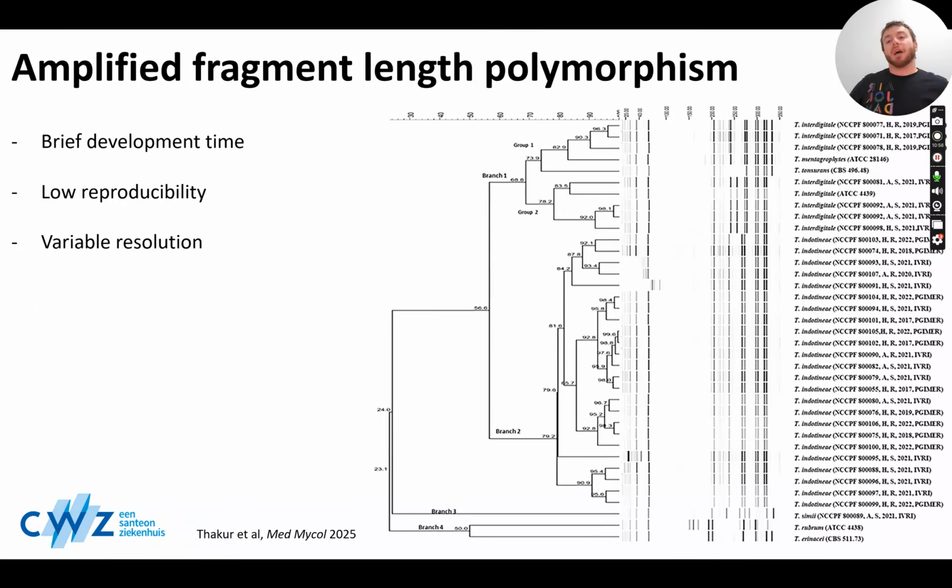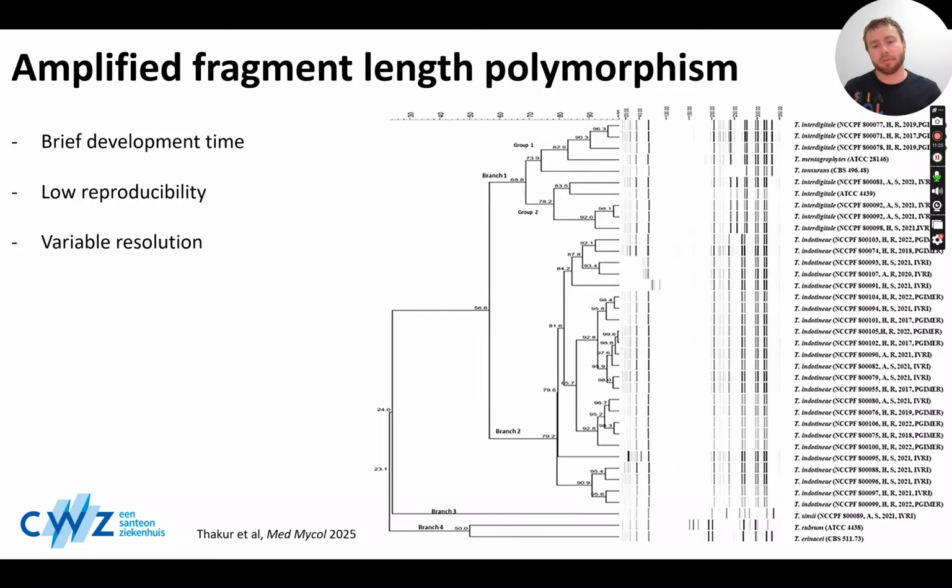Another method is amplified fragment length polymorphism, abbreviated as AFLP. A big advantage of this method is that it can be developed in a very short time, especially if you have a new species that you did not encounter yet. You can still apply this. Unfortunately, the reproducibility is rather low, especially between labs. You cannot compare results, and the resolution is variable.